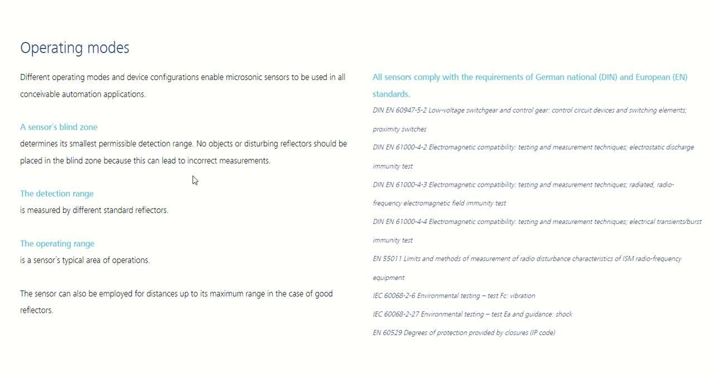The operating range is the third range. That range is the sensor's typical area of operation in which it provides you the sense of distance, and this sensor can also be employed for distance up to the maximum range in the case of good reflectors. So it depends a lot on what reflectors are being used, and without that it would be difficult. And here we have the German and European standard, if you want to check it out.